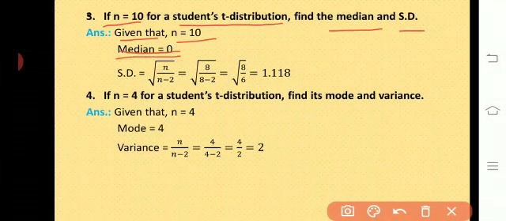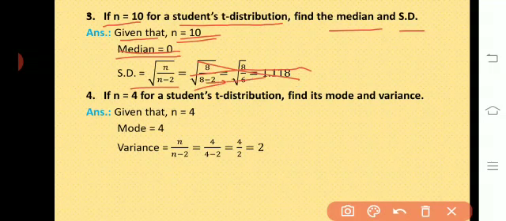Then the standard deviation is the square root of variance. So standard deviation is equal to square root of n divided by n minus 2. Here n is 10, sorry, n is equal to 10. So in this formula put n equal to 10 and simplify for standard deviation.